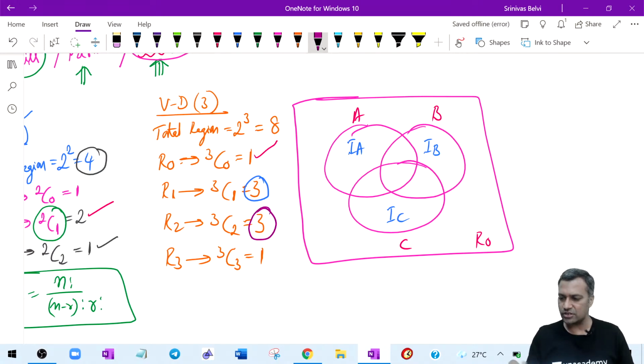Where are these regions of 2s here? This one. This is the region of 2, exactly A and B. This is another region of 2, B and C. This is another region of 2, which is A and C. Okay. Where is the region of all 3s? Region of all 3 out here. This is the region of all 3.